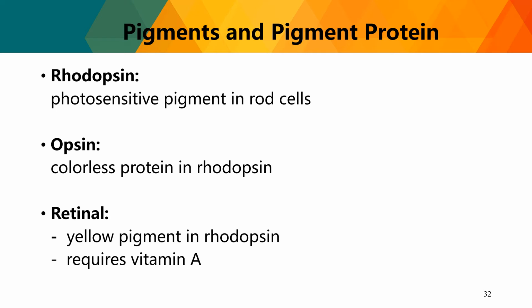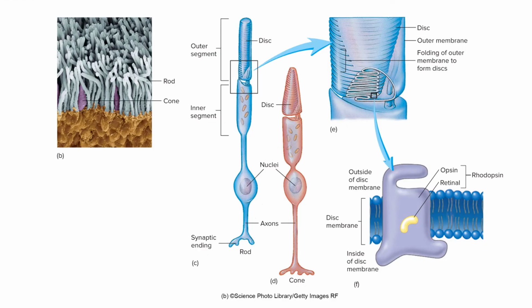First, we have rhodopsin. So this is a photosensitive pigment in the rod cells. And you also have the opsin, which is a colorless protein in the rhodopsin. You also have the retinal. It is a yellow pigment in rhodopsin, and it requires vitamin A.